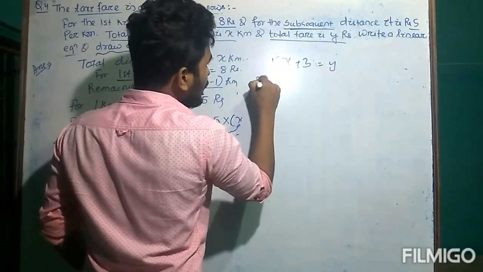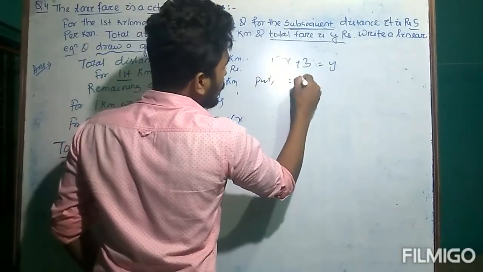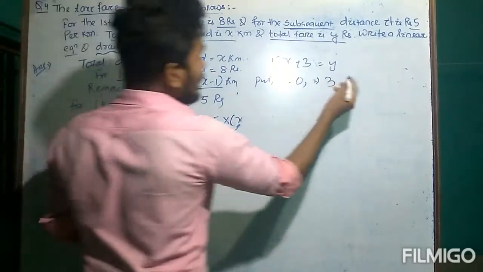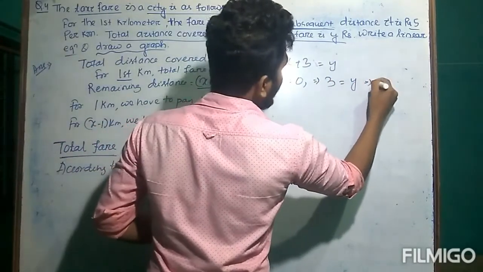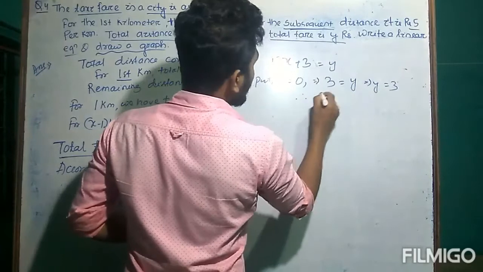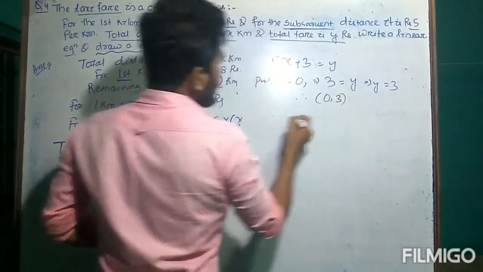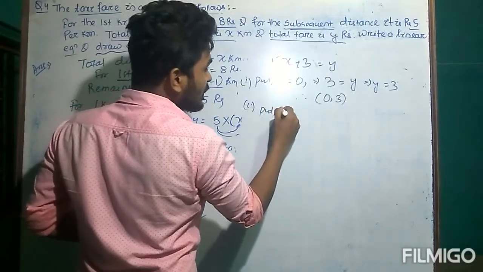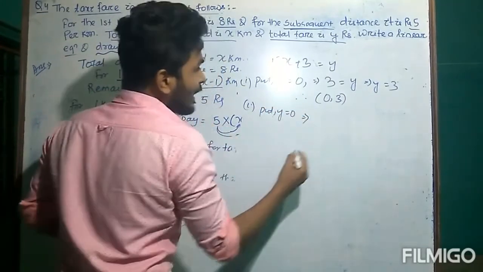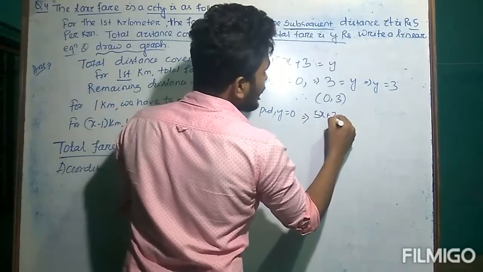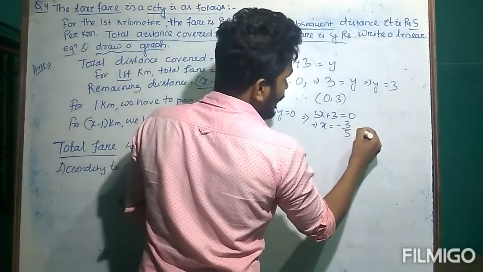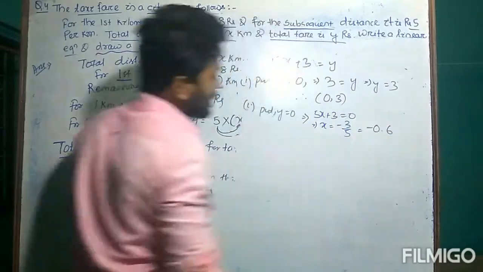Suppose we put x to be 0, then the equation becomes 3 is equal to y, implies y is equal to 3. So the solution is (0, 3). Okay, similarly we can put y to be 0, so that we get 5x plus 3 is equal to 0. Hence x is equal to minus 3 by 5, that is minus 0.6.